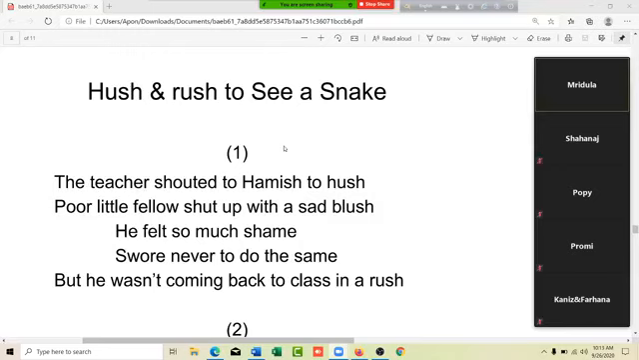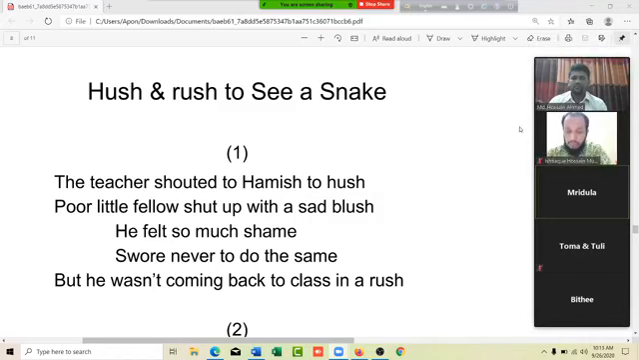Poem number 1. The teacher shouted to Hamish to hush. Poor little fellow shut up with a sad blush. He felt so much shame, swore never to do the same, but he wasn't coming back to class in a rush.